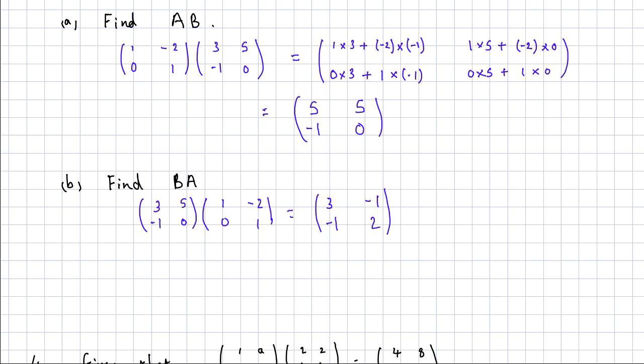Now notice how when we did A times B, we got this matrix here, and we did B times A, and we got a different matrix. Okay, so when we're multiplying matrices, we need to keep the order as it's been given to us. If the A is on the left here, we need to have A on the left here. When the B is on the left here, we need to have B on the left here. Okay, because multiplying matrices, we can't change the order like that.